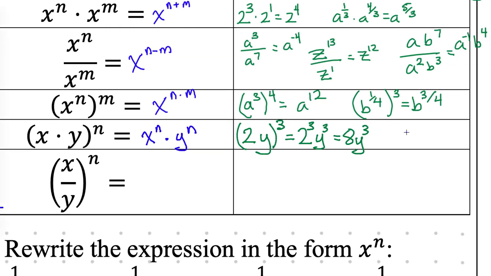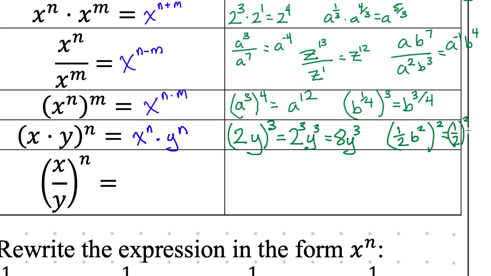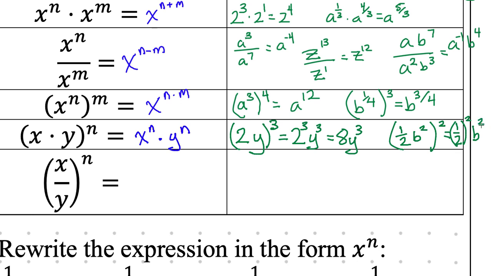So that means if I have something like, let's choose, I'm going to do another number problem, like 1/2 times b squared. All of that to the power of 2 is going to be 1/2 to the power of 2, and I ran out of room there, b to the power of 2.